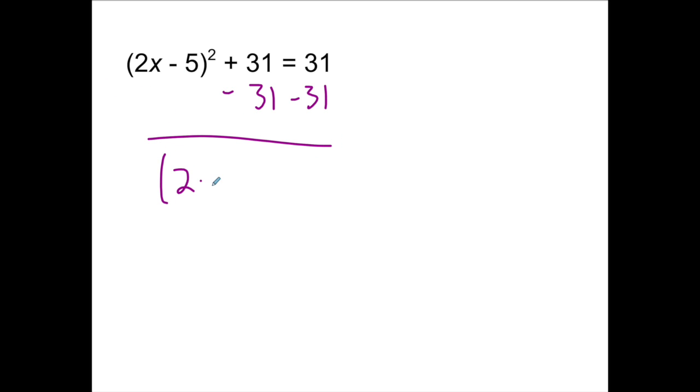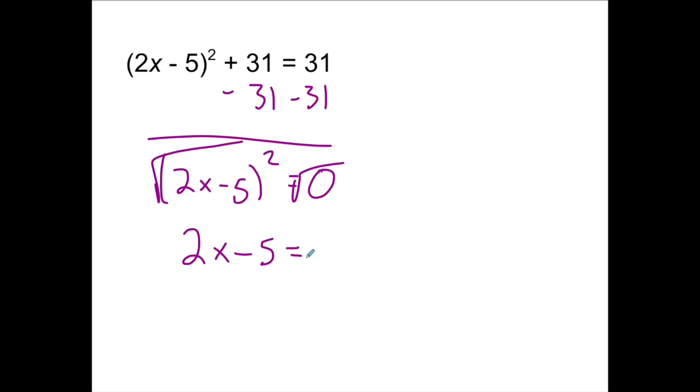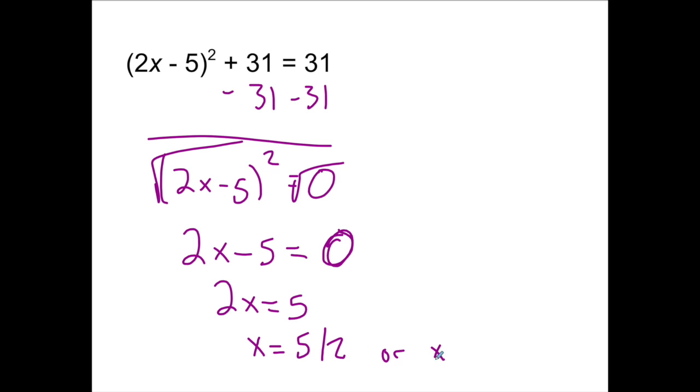So I've got 2x minus 5 in parentheses squared is 0. So I'll square root, square root. So 2x minus 5 has got to be equal to only 0, because the only square root of 0 is 0. No different negative number will get this to work. So then I'm going to add the 5, and then I'm going to divide by 2. So you get x is 5 halves, or x is 2.5. I'll take either one because they're equivalent.